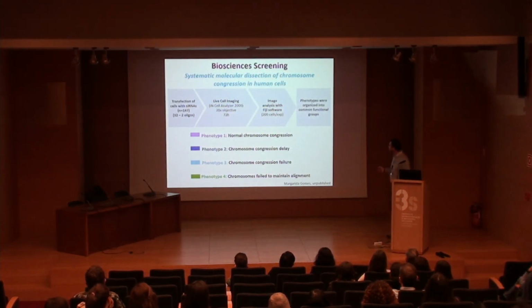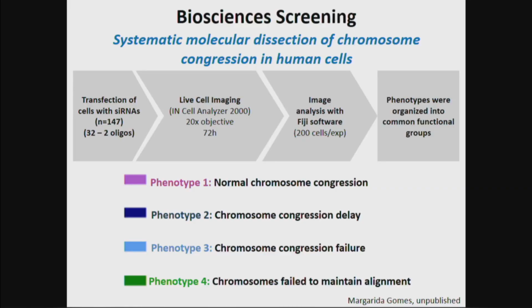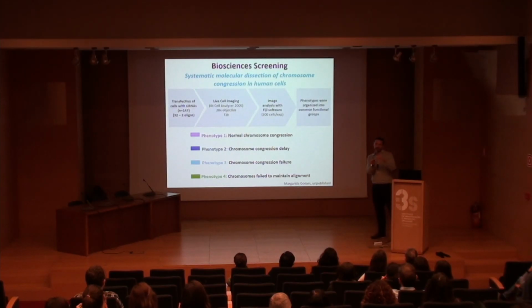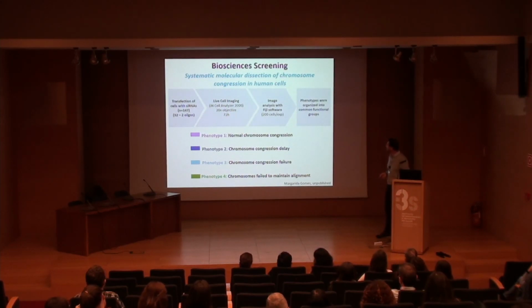More recently, we have benefited quite significantly from the use of the biosciences screening facility to, rather than focusing on a particular molecule, provide a comprehensive overview of a particular process. And the challenge that we're looking at here is the alignment of the chromosomes at the equator. So more than 100 proteins have been implicated in this process, but most of these studies were based on fixed cell material. So they just took snapshots, and this doesn't tell you about the dynamics of the process and which aspects the particular molecule accounts for.